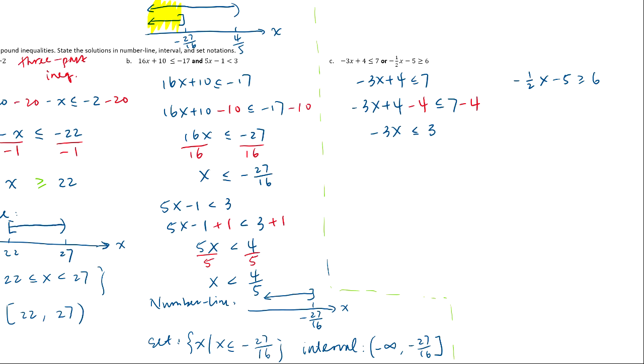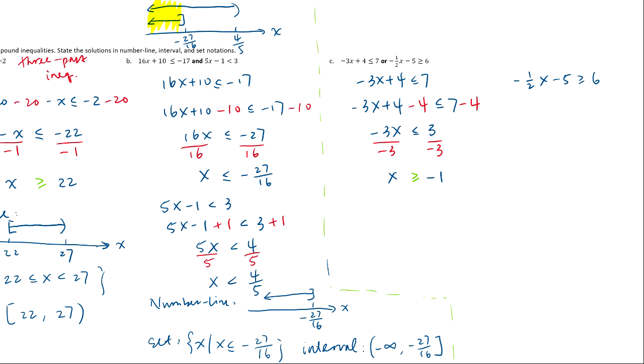And to get x by itself, we have to divide by negative 3 on both sides. Once that happens, we know we're working with division or multiplication of a negative number, so we gotta flip the inequality symbol to be x greater than or equal to negative 1.